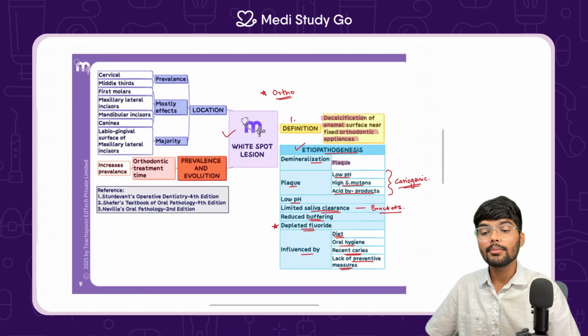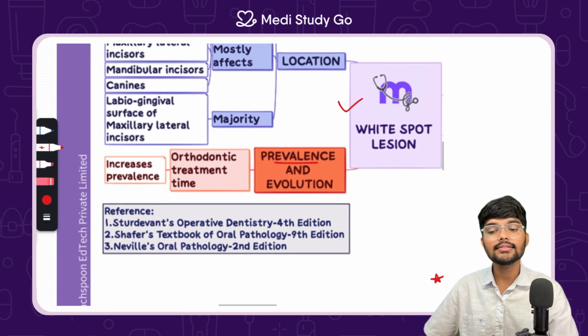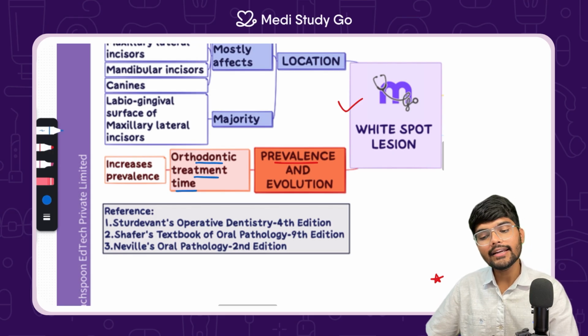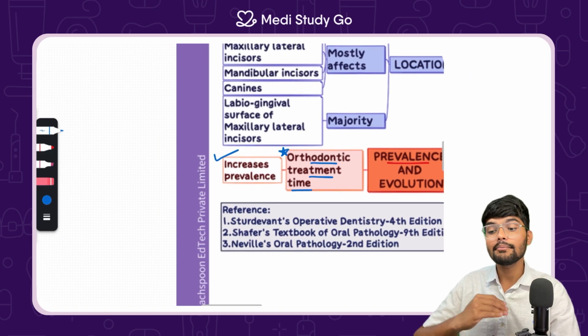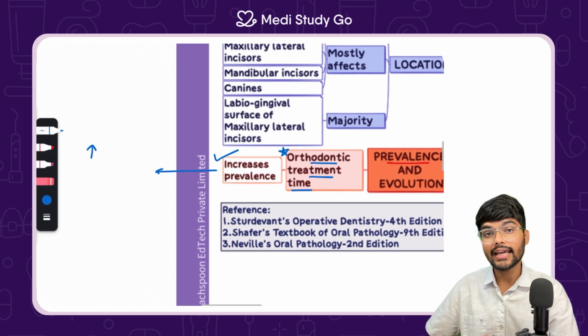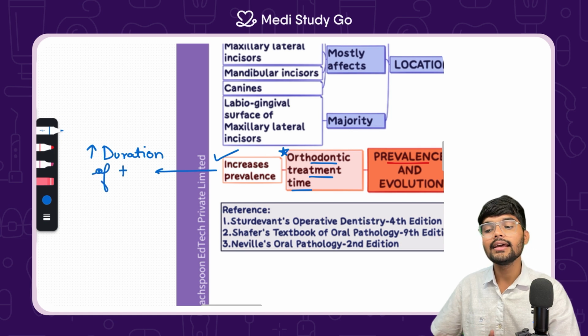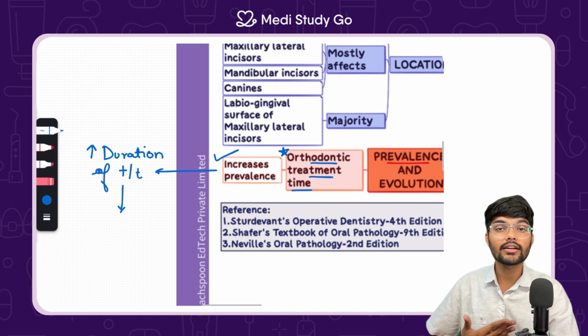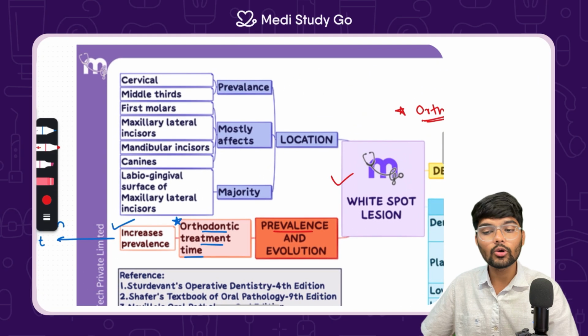Now let us talk about the prevalence and evolution of white spot lesions. Like we discussed, it is more prevalent in orthodontic treatment cases, and it depends on the time of treatment. That is, prevalence increases whenever there is a higher time duration. So whenever there is a higher duration of orthodontic treatment, there is going to be a greater chance or greater prevalence of white spot lesions.